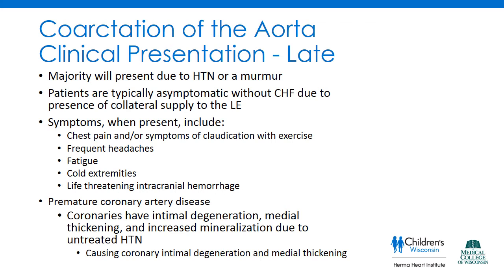These patients might complain about chest pain or symptoms with exercise. Basically, they have increased oxygen demand to their extremities during exercise, and if the heart cannot supply that because of the obstruction, then they might develop symptoms. They might have frequent headaches from the high blood pressure in their head vessels. They might have fatigue, colder extremities, and very rarely they might have life-threatening intracranial hemorrhage. If this is found very late, they might have premature coronary artery disease because of that high pressure in the preductal region.